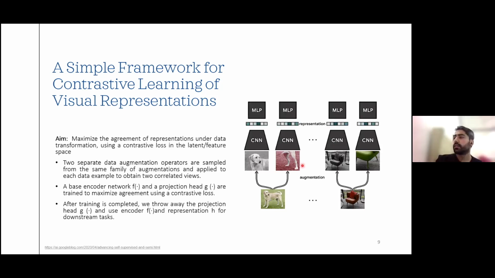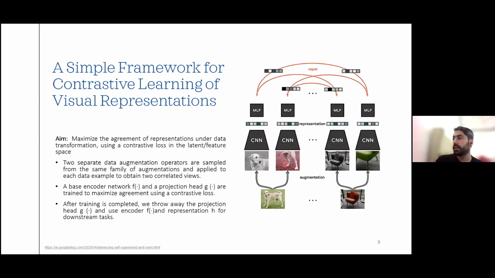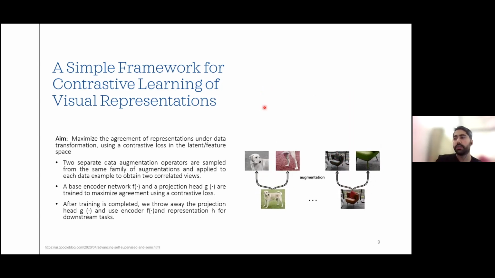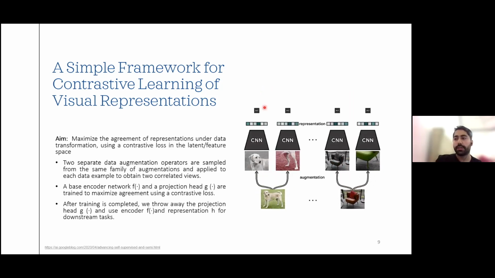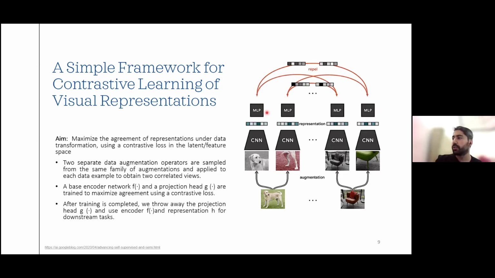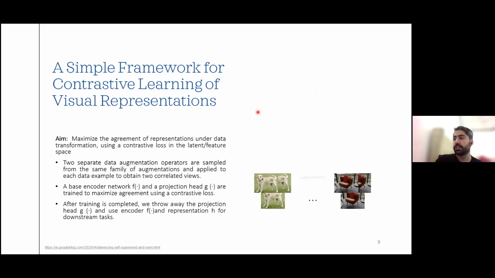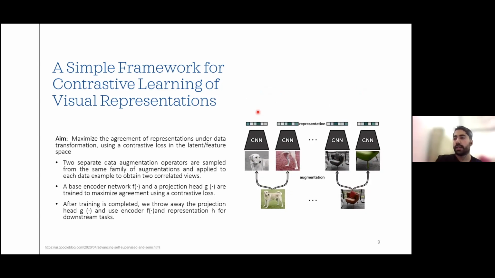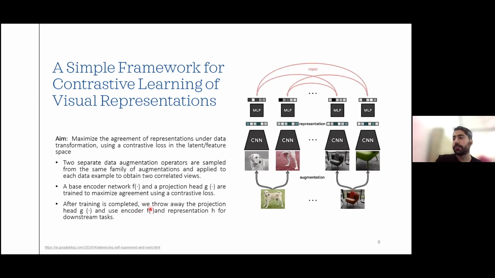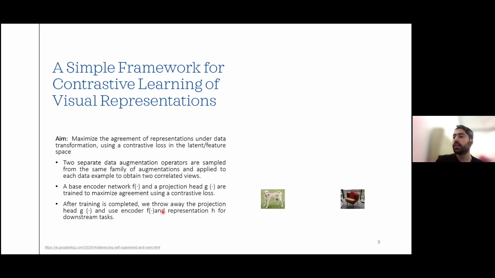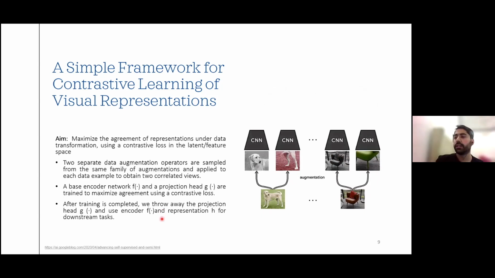So in this way, the base encoder network F and a projection head G are trained to maximize the agreement using contrastive loss. So after the training is complete, we throw away the projection head and use the encoder and the representation H for downstream tasks. And why we throw this away is something that they have come up with, which is one of the key findings of this paper, and we would be looking at it in a short moment.